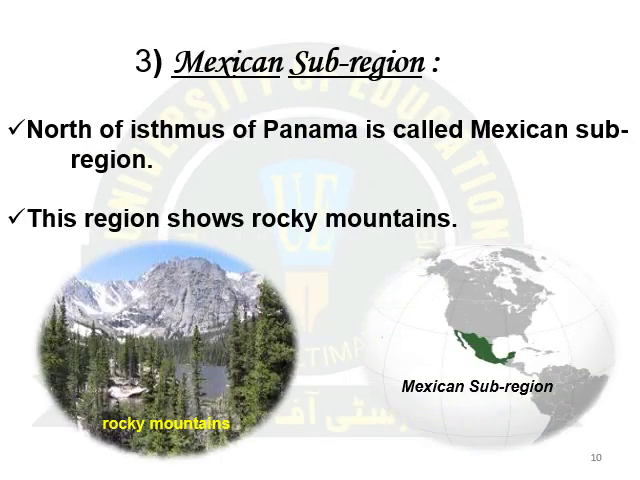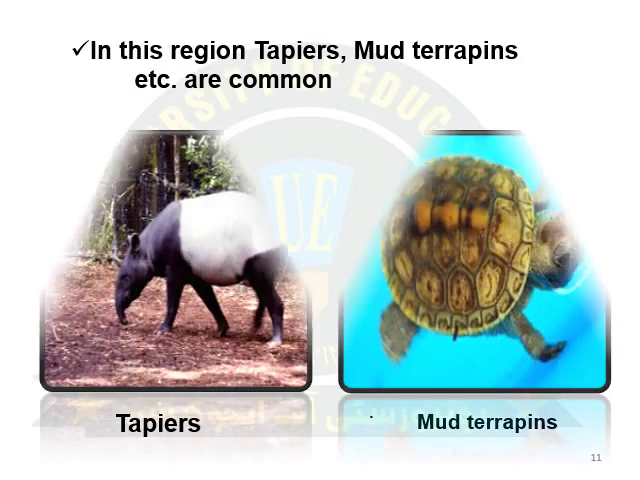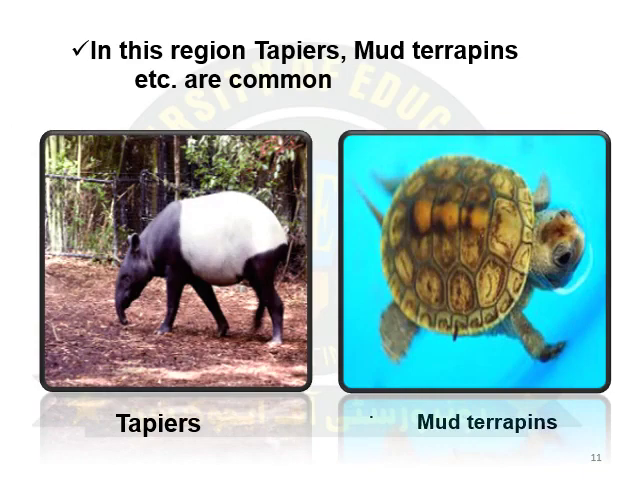Mexican subregion is the third main region in Neotropic. North of Isthmus of Panama is called Mexican subregion. This region shows rocky mountains. In this region, commonly occurring mammals include tapirs. Reptiles include mud terrapins.